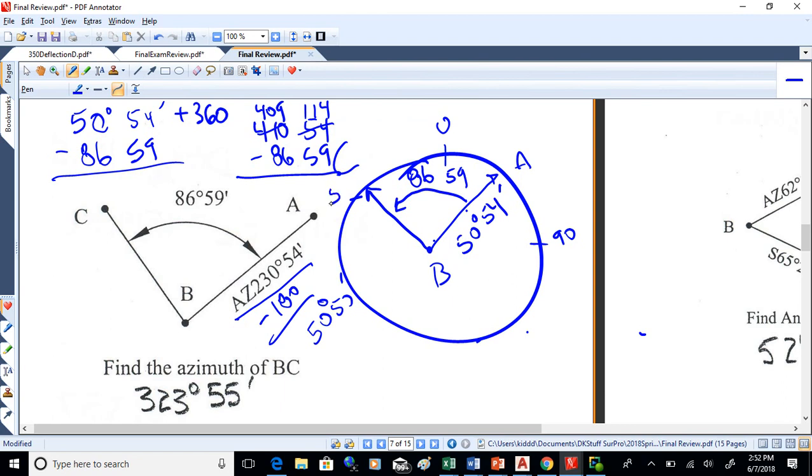Okay, so what are we going to do now? We're going to get 5 and 10, so that's 55, and then that's working out now, isn't it? So 323, 55. Y'all okay with that?